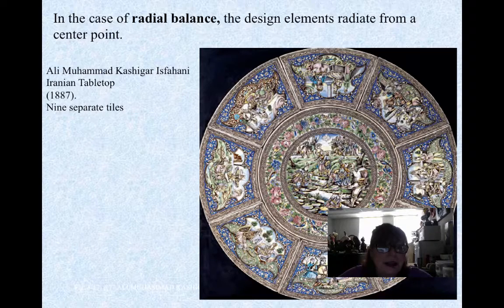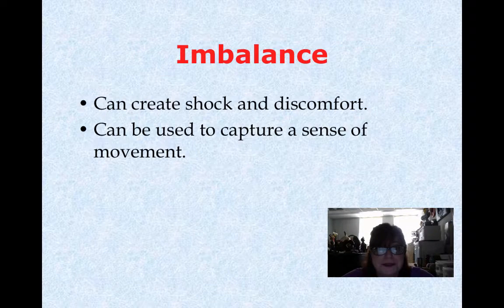And then here we have a beautiful tabletop that was crafted of beautiful tiles from Iran. It's a mosaic, and it's an example of radial balance where the design elements are radiating from a central point. So imbalance also occurs too, and artists might use imbalance to purposefully create shock and discomfort, and they also might use it to capture a sense of movement.